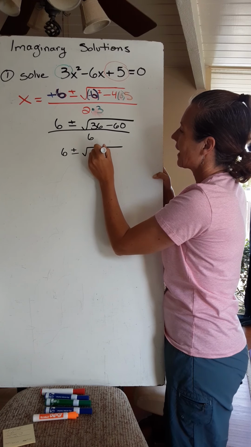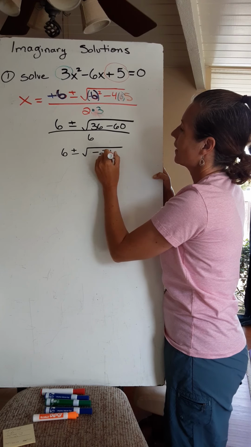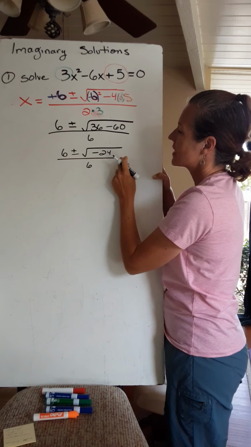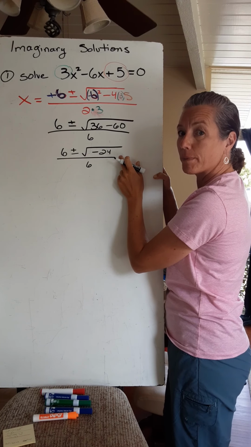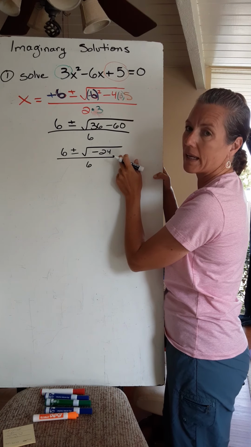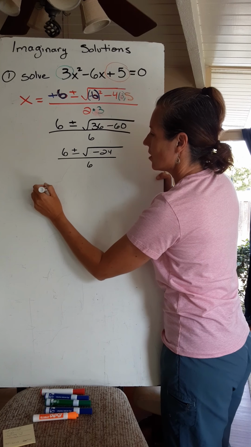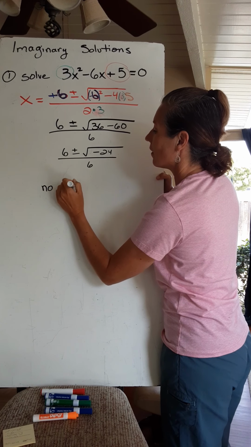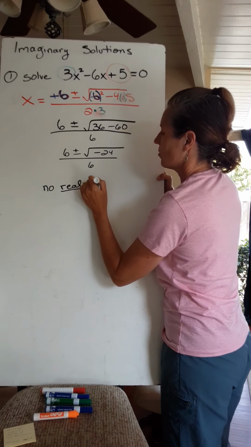So we get negative 24 over 6. If we put this in our calculator, we get syntax error again. We do not want a radical under the negative. That would give us an imaginary number, which you'll learn in Algebra 2. So what we write here is no real solution.